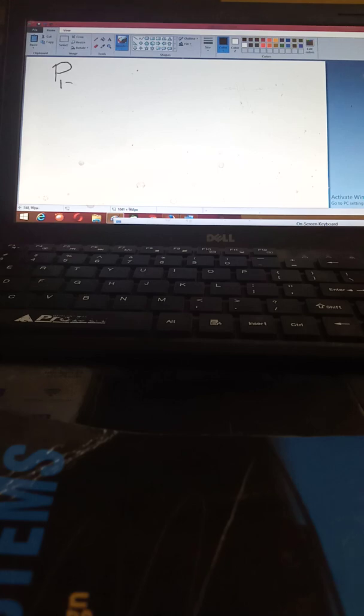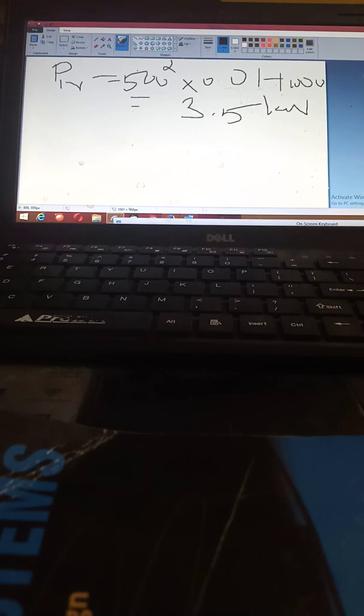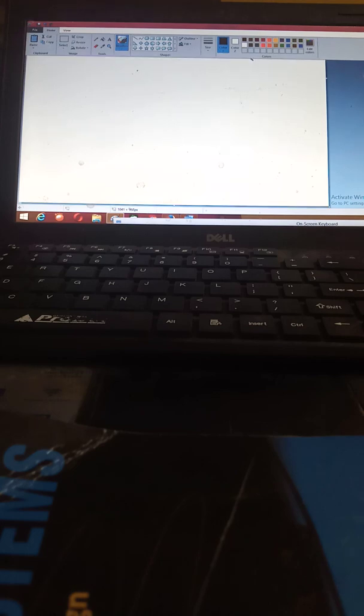Now I will find running P1R. P1R means running power. So what is P1R? Power, I don't have to consider energy. 500 square into running at full load, 0.01 plus 1000. So that means 3.5 kilowatt. Now, the question gives beta as 0.5. I told you how to take gamma. What is that? 1 plus beta by 2. So 1 plus 0.5 by 2. Answer is 0.75. Correct.